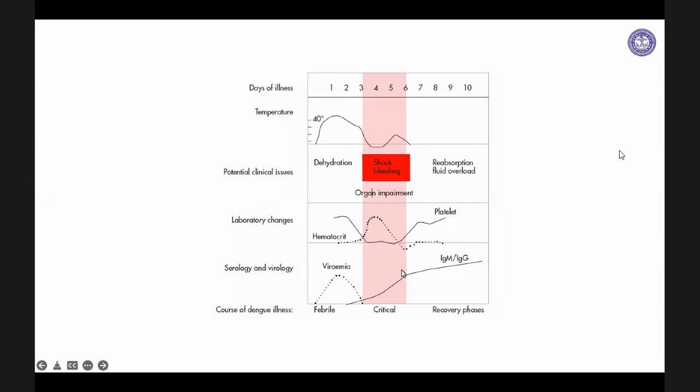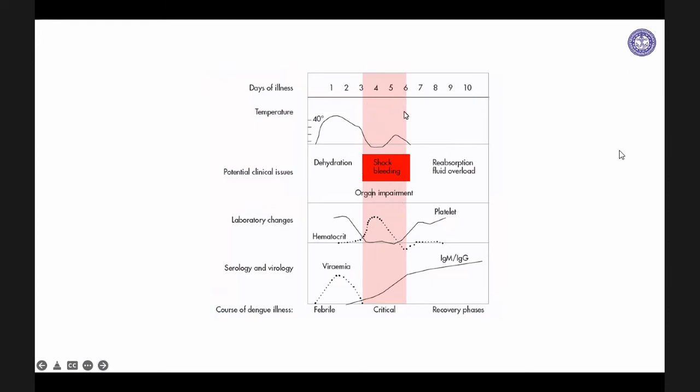Then you get the critical phase, the pink part. When that happens, the temperature suddenly falls to normal or even subnormal. And the hematocrit rises with the plasma leakage. Platelet count is very low. Now, antibodies are starting to form, but still the antibody tests are not yet positive. It's still not sensitive enough. And this is the time that you get shock and bleeding, sometimes also organ impairment.